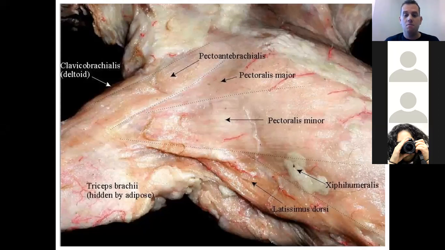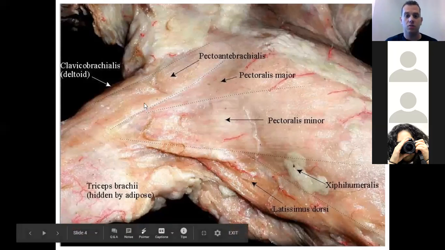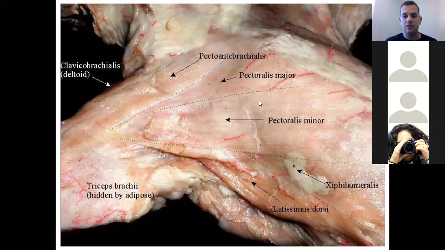This gives you a better view of what these muscles look like as they start to become separated. Here most of the fascia and the fat has been removed, but there is still some to see. There's the pectoantebrachialis, pectoralis major, pectoralis minor. Notice that the pectoralis minor here extends all the way down, and that is a little confusing because in cats, the pectoralis minor is actually pretty big. It's just underneath the pectoralis major, and then the xiphihumeralis goes around that way.